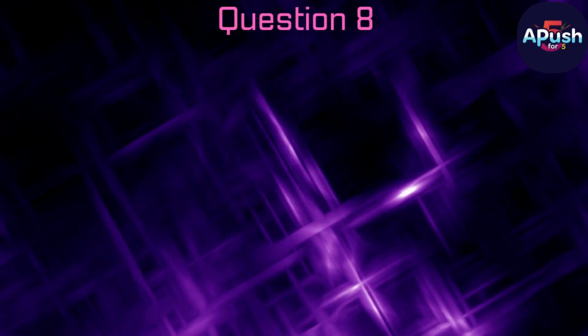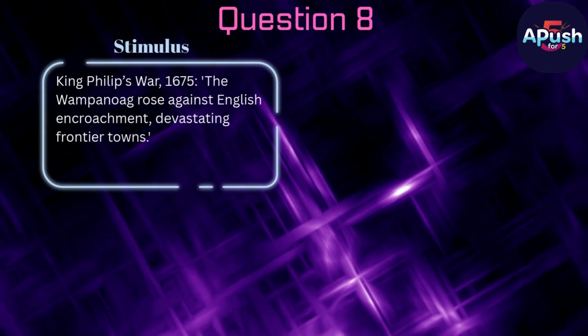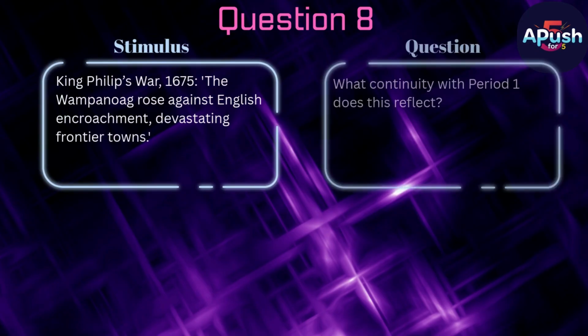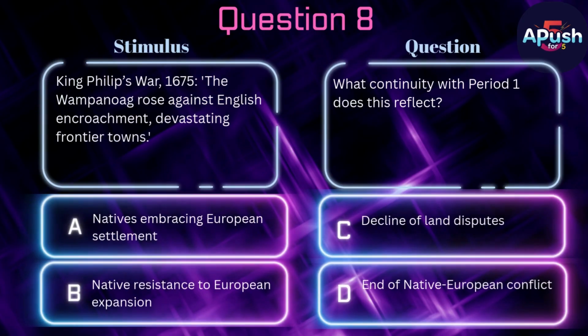Question 8. Stimulus. King Philip's War, 1675. The Wampanoag rose against English encroachment, devastating frontier towns. Question. What continuity with Period 1 does this reflect? A. Natives embracing European settlement. B. Native resistance to European expansion. C. Decline of land disputes. D. End of Native-European conflict.